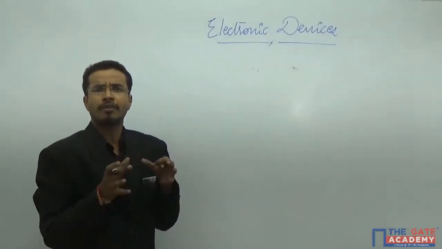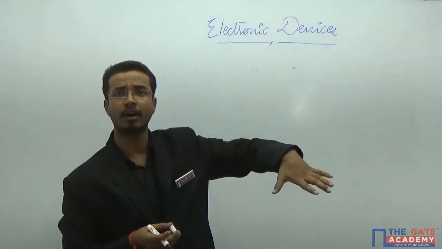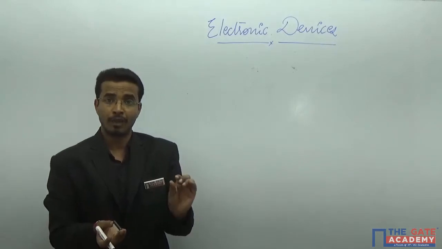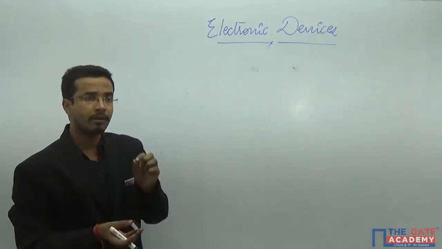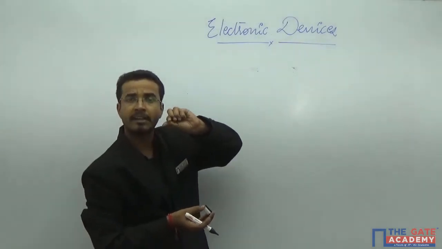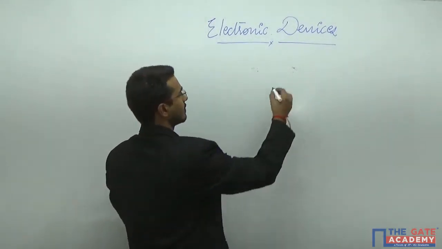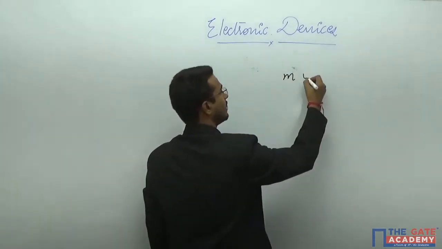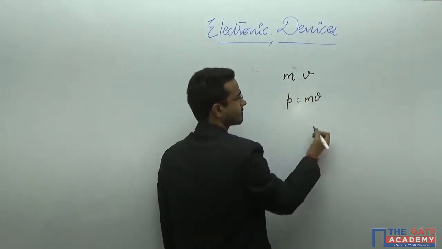Now, all of us know that whenever an electron or hole travels along any particular distance, it will carry some velocity and it will have its mass also. Whenever I take that electron as a particle, then the mass is m and the velocity is v, and the momentum will be p equals mv.